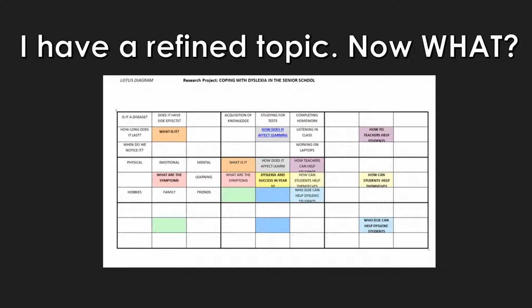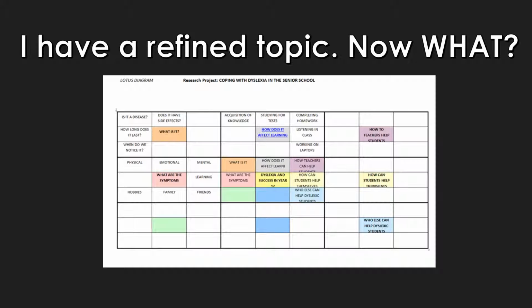A Lotus diagram is an optional extra. You don't have to do it. You don't have to do a mind map, but it does allow you to really think about the potential for your project. You might also use a Lotus diagram to start to think about the different types of sources that you would use, because this is a critical aspect of your research.